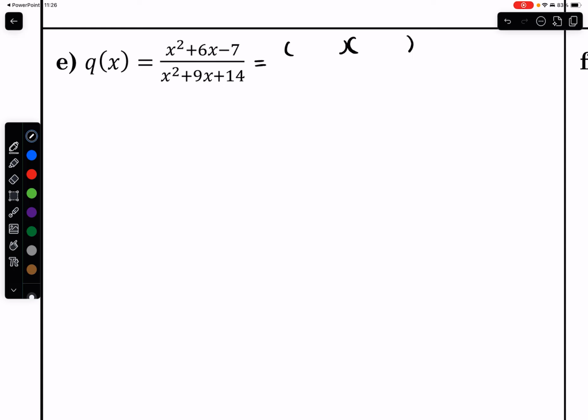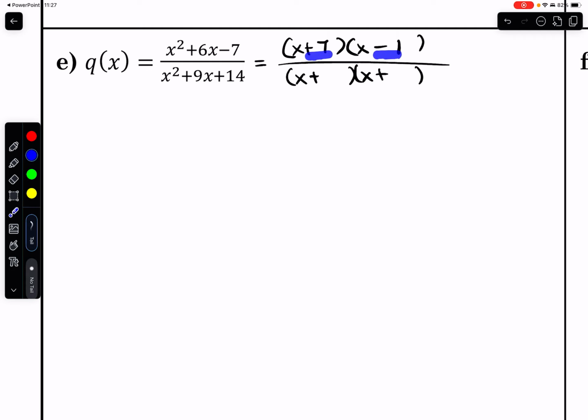So let's factor the numerator and our denominator. We have x squared plus, x plus and x minus. On the bottom we have x plus and x minus. On the top we have x plus and x plus. Now 7 is a prime number, so 7 and 1 are the only ones that work. And as you can see, a positive 7 plus a negative 1 gives me that 6. And the factors of our denominator, the only ones that work with 14, since they're both positive, are going to be 7 and 2.